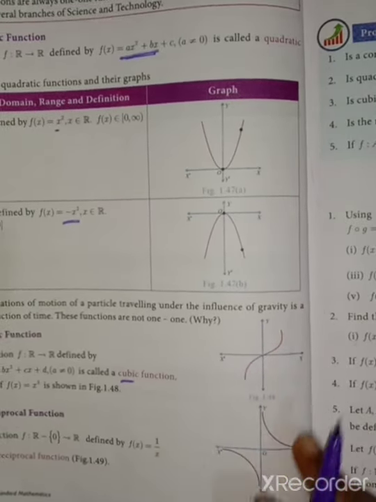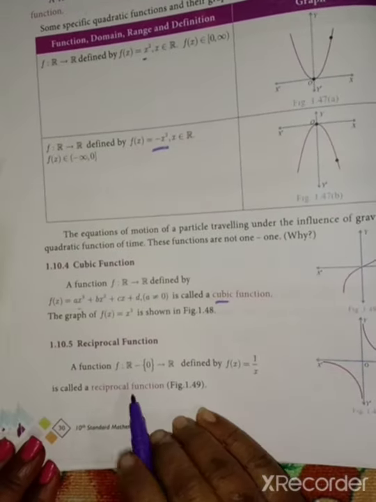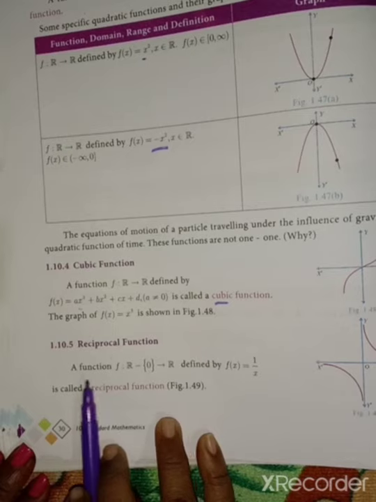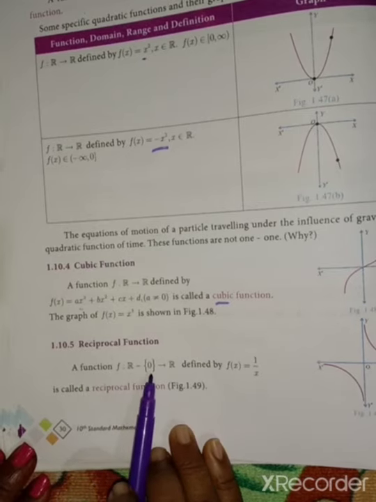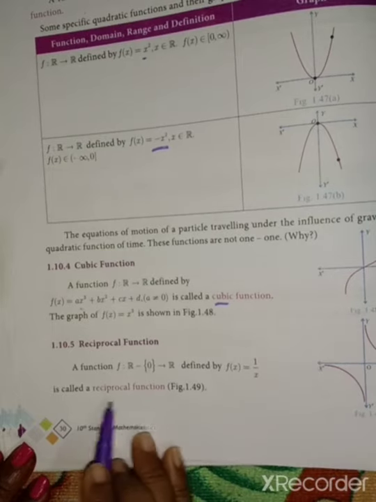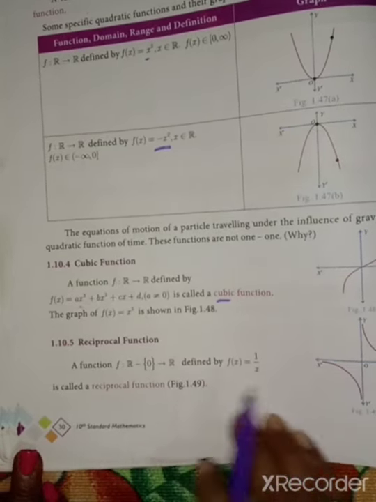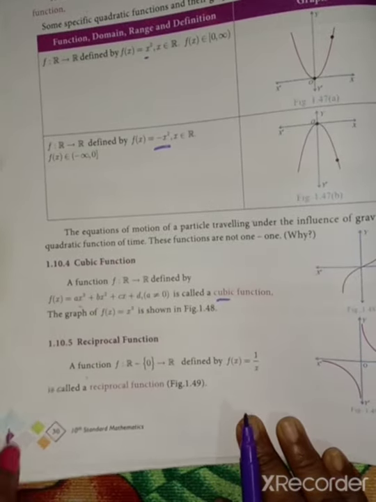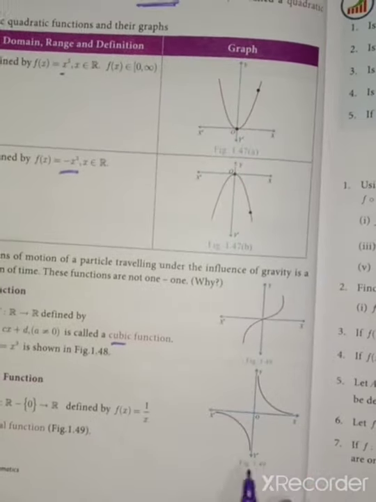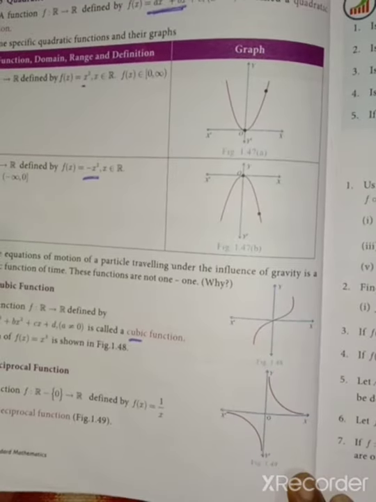So this type of graph we get. Then the reciprocal function. If you have the reciprocal, what is that? A function f from R minus 0 to R defined by f of x equal to 1 by x is called a reciprocal function. So if your equation is of this type, a reciprocal function, we get the graph like this, a zigzag graph. In the zigzag graph, there is a curve on both sides.